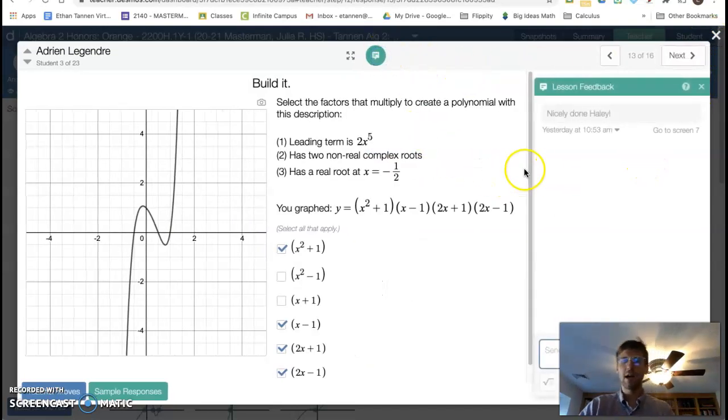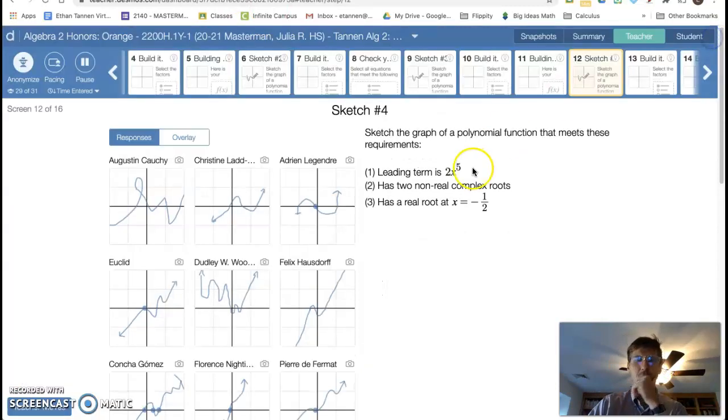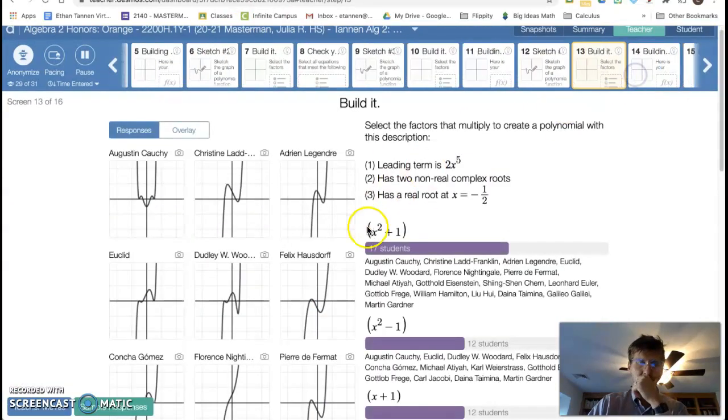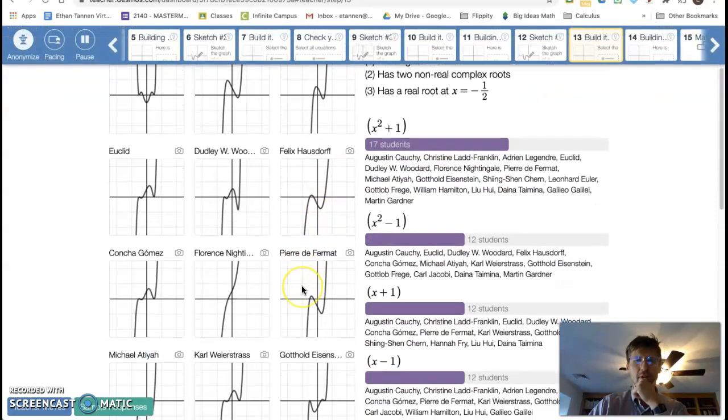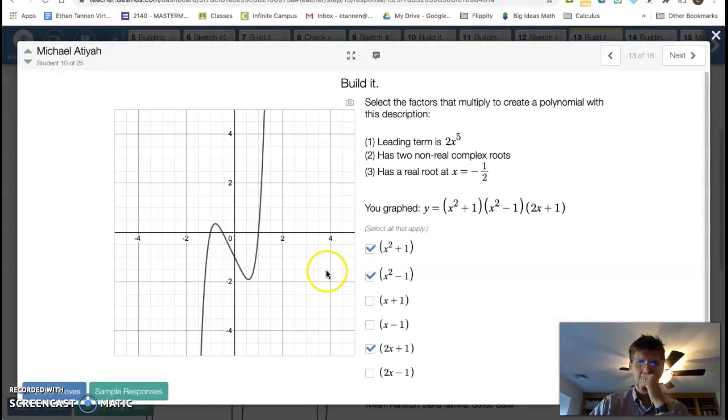Let me drop a nice comment here. Oh, I already dropped one. Nicely done, Haley. Ha ha! All right, let's keep it rolling here, and let's look at some other people because let's see if anybody was able to figure out a way to do it with the. Let me see here.